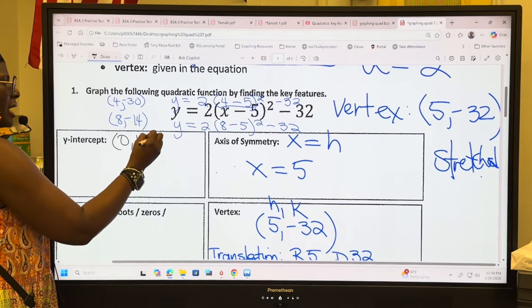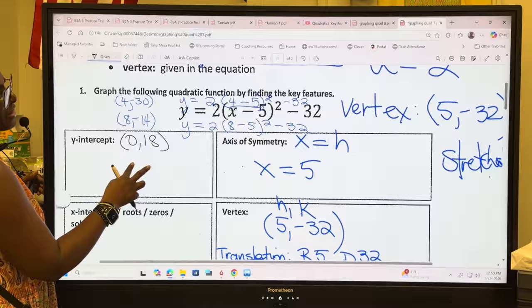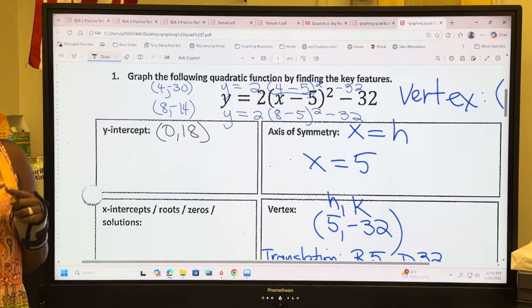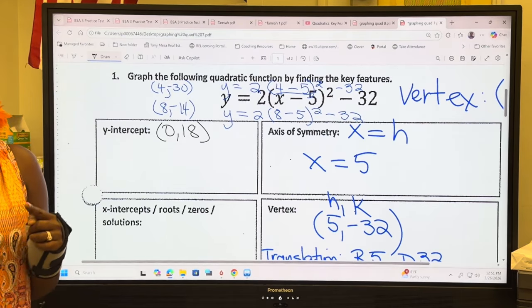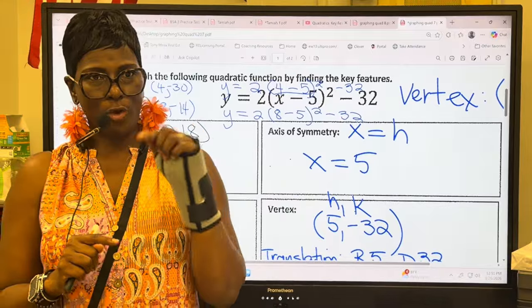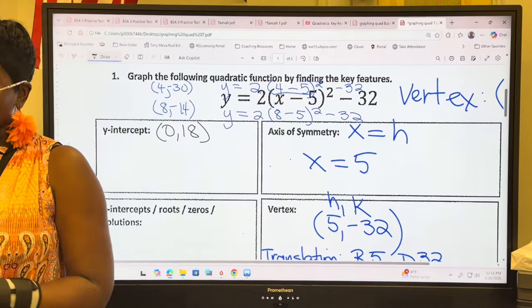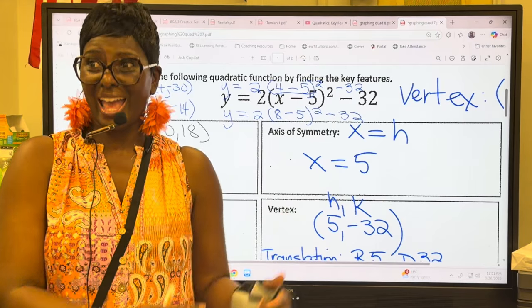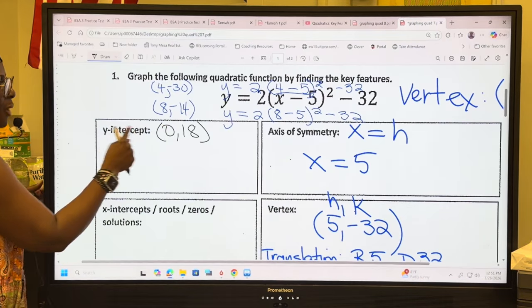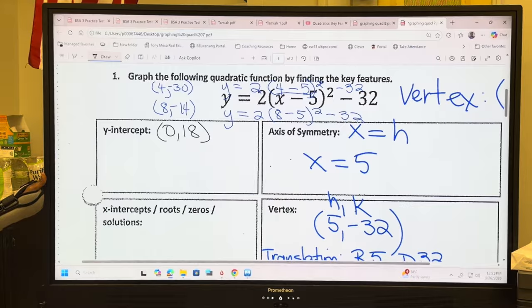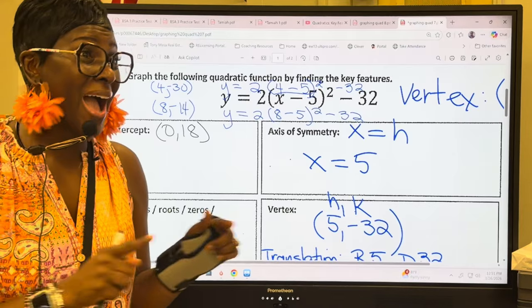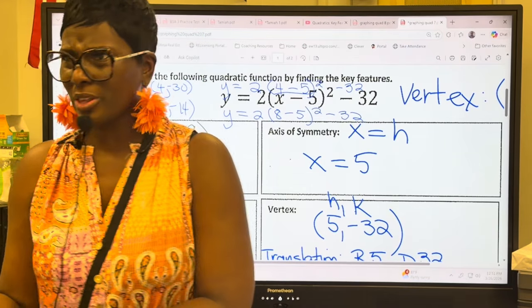0, 18. But let's say you didn't fill out a graph to figure that out, right? How do you find an x-intercept? You plug in 0 for the y. How do you find a y-intercept? You plug in 0 for the x. So if I want the y-intercept, couldn't I just plug in 0 for the x? Couldn't I? That's a question.